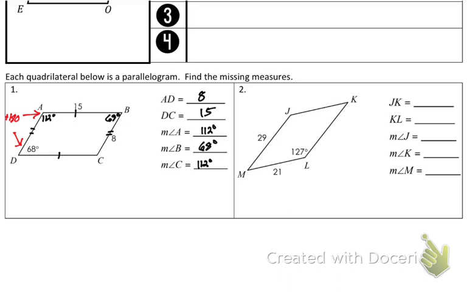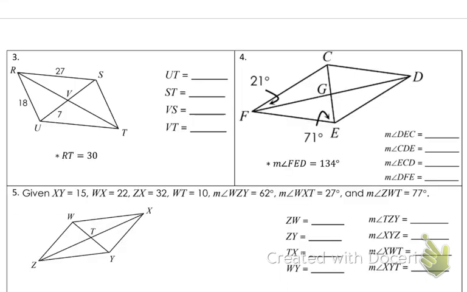All right, I'm going to skip 2. Let's talk about 3. All right, how do I know UT? Yeah. It's 27 because R and S is opposite UT, so we'd go, okay, that's 27. How do I get ST?